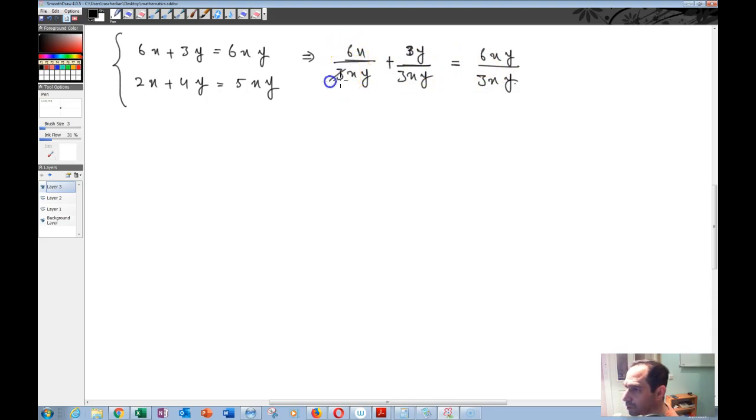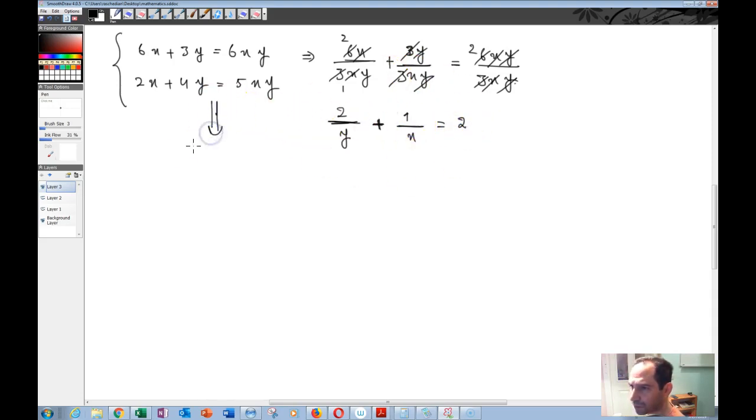So this would be 1, this would be 2, x and x will cancel out, y and y will cancel out, 3 and 3 will cancel out, 6 becomes 2, x and x will cancel out, y and y would cancel out. And then here you have 2 over y plus 1 over x is equal to 2. So that's one of your equations.